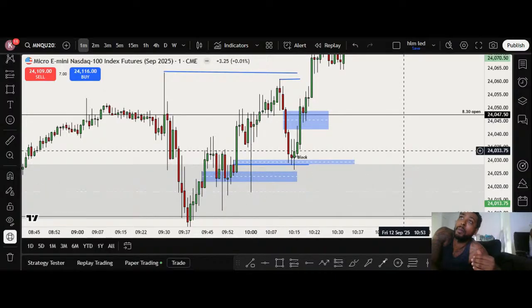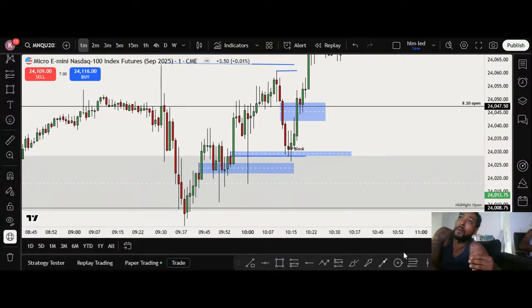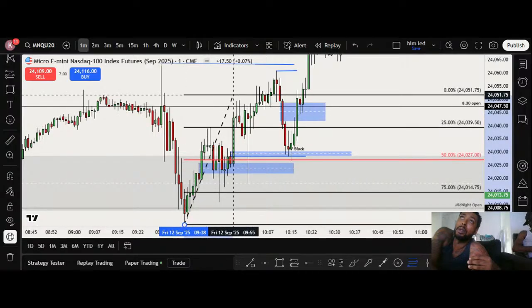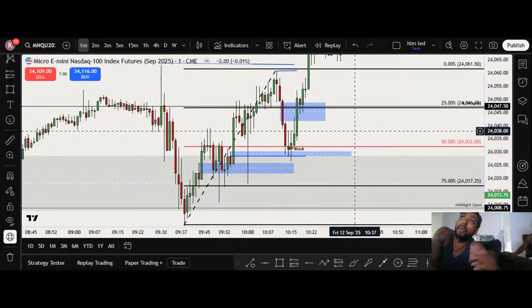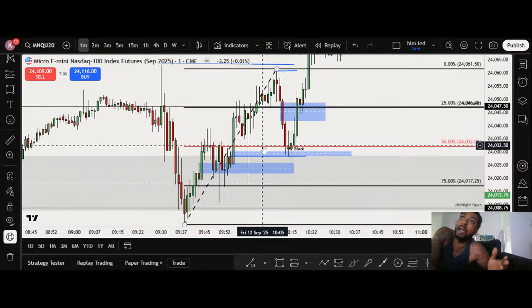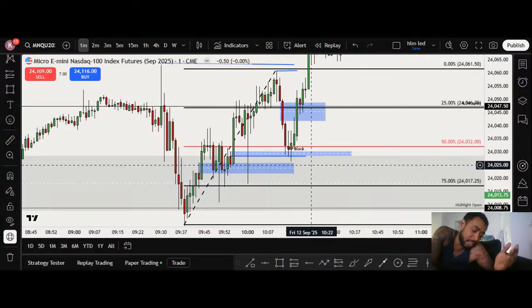If you use your fib, you go from this low to the high where it was at. Look where it went so perfectly, below 50% of the range, which is in discount. These are your best longs, right? This is your best longs.